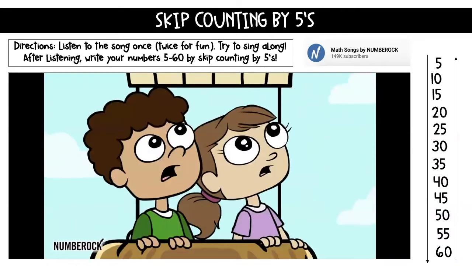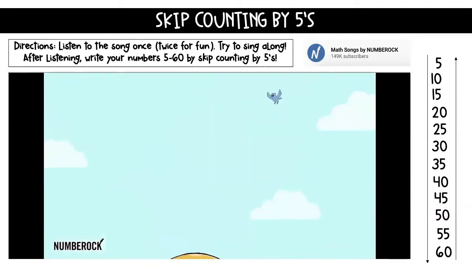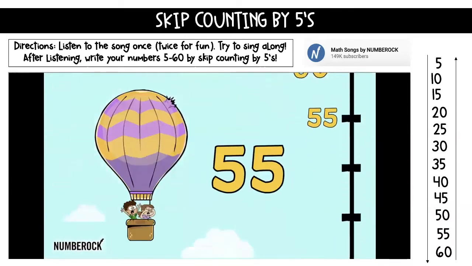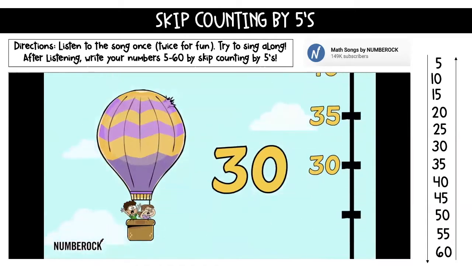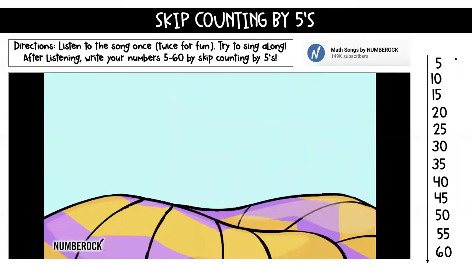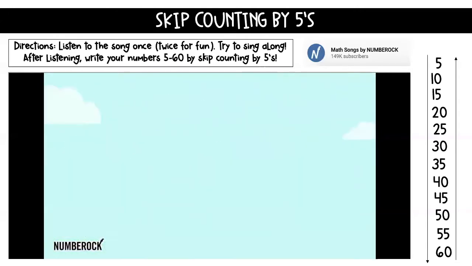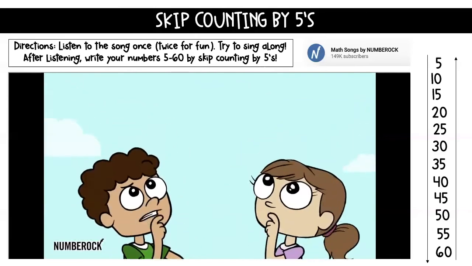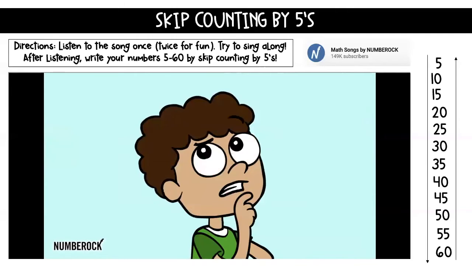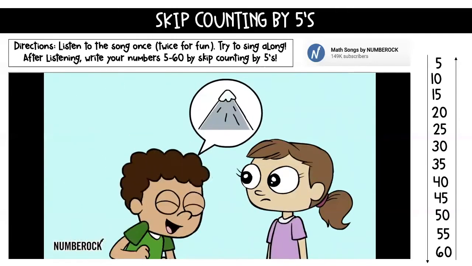We're in a hot air balloon about to take a dive. We're counting down to the ground in groups of 5. 60, 55, 50, 45, 40, 35, 30, 25, 20, 15, 10, and finally 5. Phew! We're alive! We were scared from that ride. I thought for a while, but a thought came to my mind. This time let's try to find a mountain we can climb.